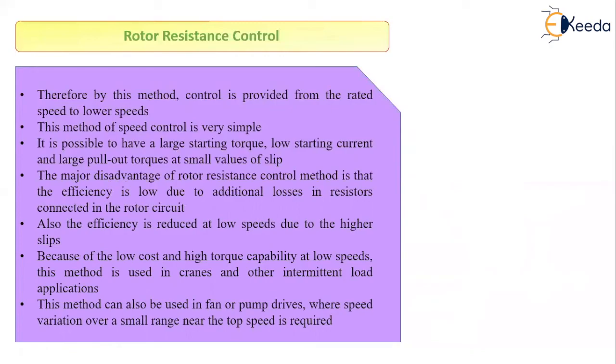So we can say that by using the external rotor resistances, we can control the speed of the induction motor, but at values which are lower than the rated speed, not above the rated speed. But it also has a disadvantage that there will be losses associated with the resistances as well as the efficiency will decrease. So in this way, we have studied the rotor resistance control method for the speed control of induction motor. This method is only applicable for the slip ring induction motor.